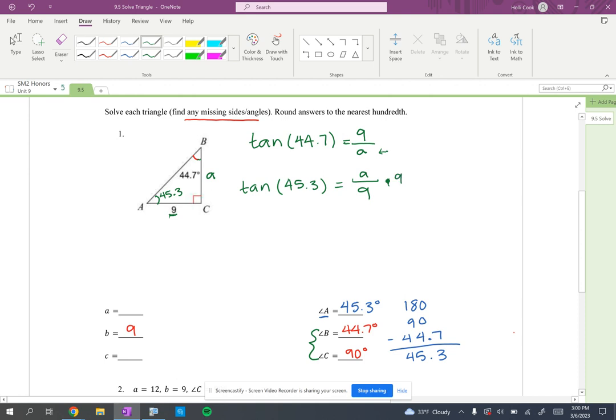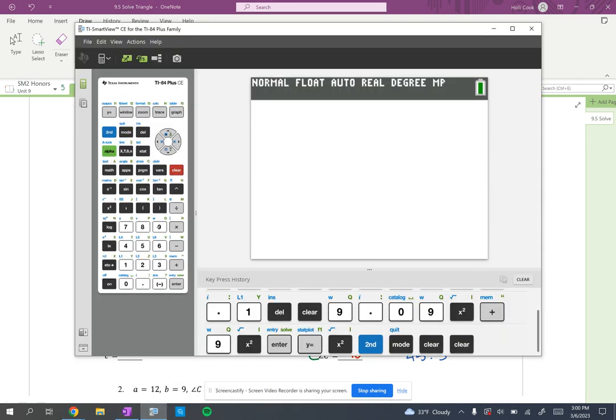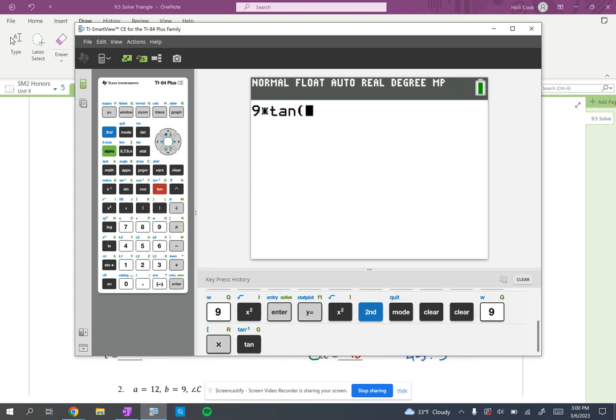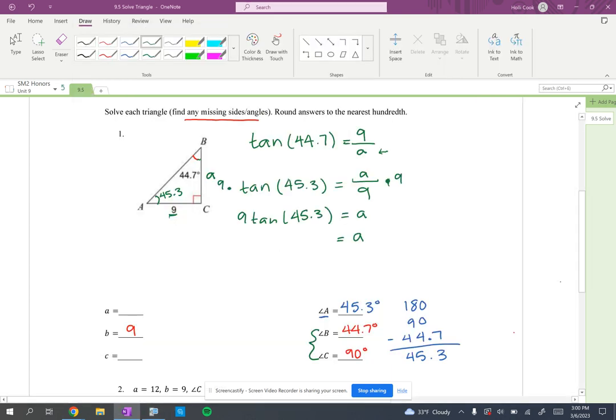So we're going to multiply by 9. So we get 9 tangent of 45.3 equals A. Okay, and then let's put that in our calculator. So let's see, we've got 9 times the tangent of, let's see, what was it? 45.3. We get 9.09. And we'll just go out to 2 decimal places. Okay, so side A, 9.09.